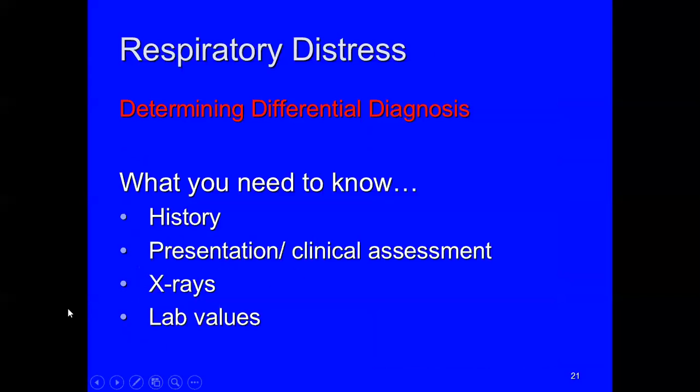The history of the newborn baby is very important, along with the presentation, the clinical assessment of the patient, X-rays and lab investigations. These are the parameters that can be helpful to reach the differential diagnosis of respiratory distress syndrome.